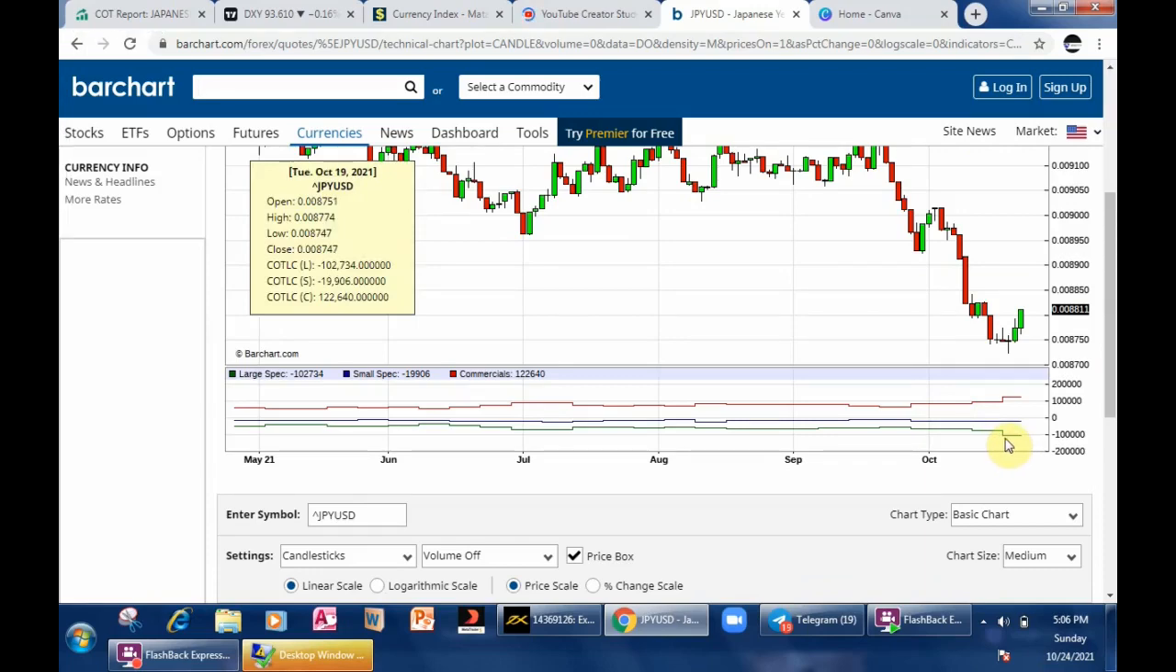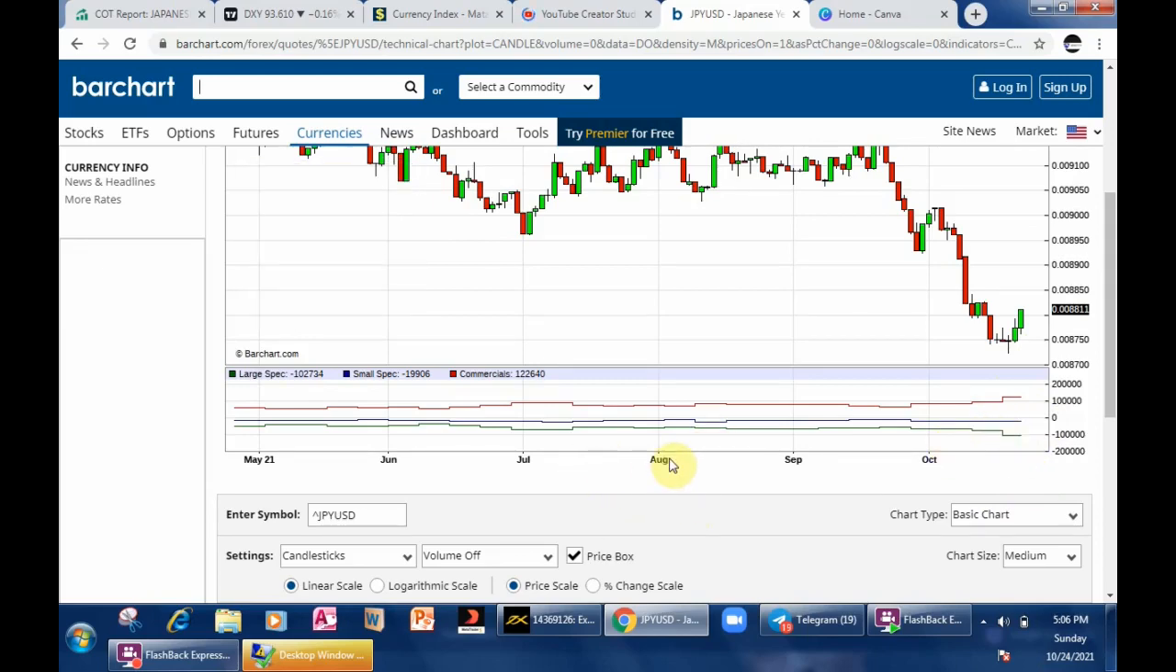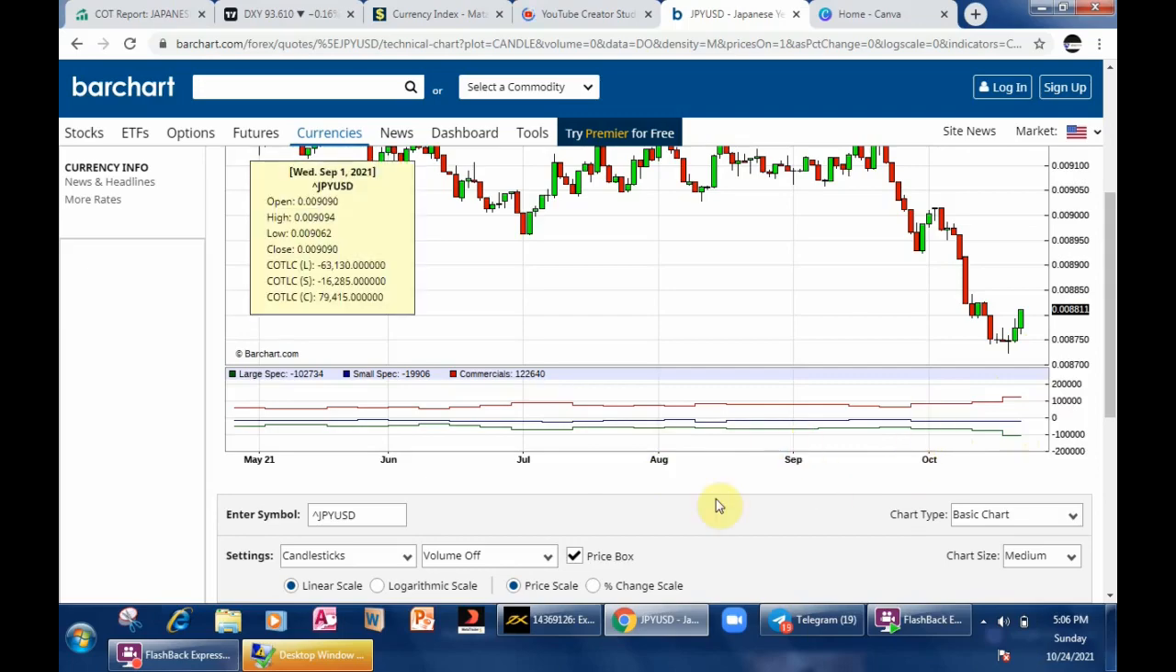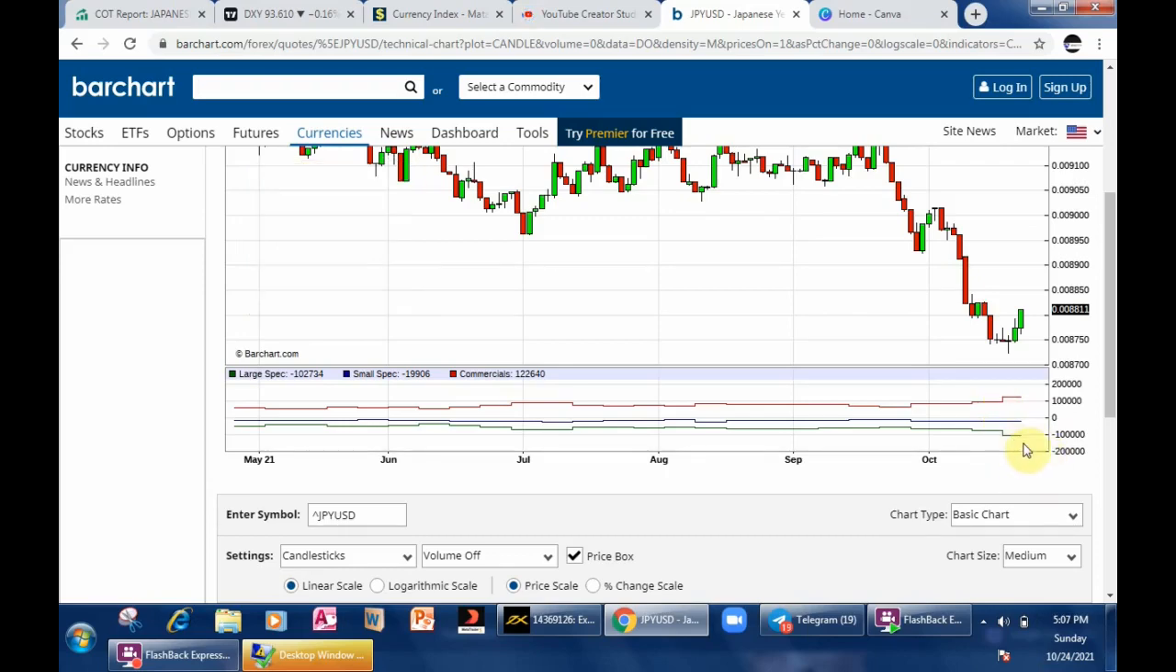Right here, the commercials, they were heavily net long, and this was where price was. Since they are net long in their holdings, price should buy. This was where price was when that was happening, and the large speculators in the last 3 months, 1, 2, 3, this was their net long short holdings. So this is at the extreme.